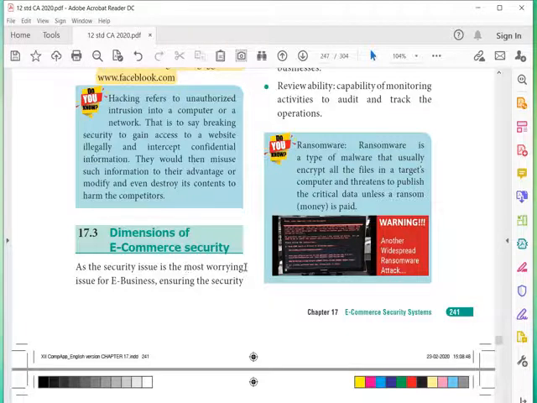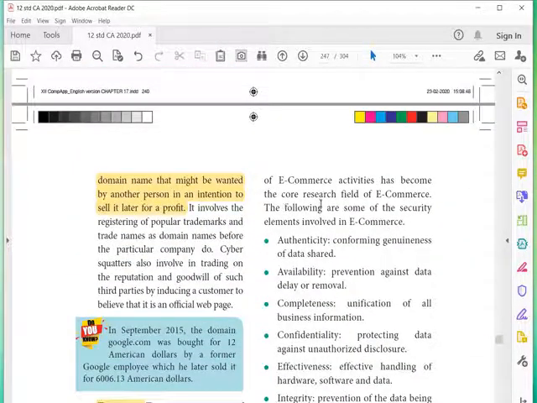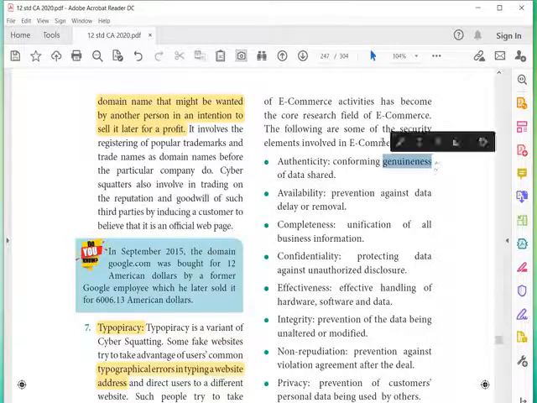As the security issue is the most worrying issue of e-business, ensuring the security of e-commerce activities has become a core research field for e-commerce. Each day there is research, or there is something to learn for the security of e-commerce transactions. So what are the elements to be taken care of while doing a transaction? One is authenticity, confirming genuineness of data shared.